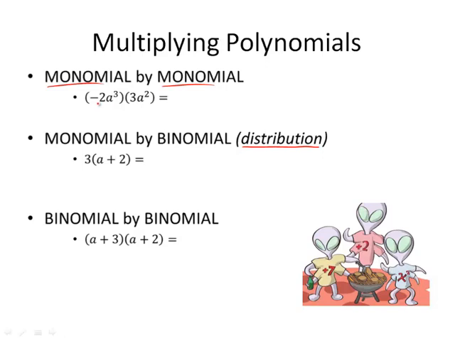If you recall, something like this, negative 2a cubed times 3a squared, was done by multiplying everything together, and therefore multiplying your numbers first, which gives you negative 6, and your letters. And remember, when your variables are multiplied, your exponents are combined using addition, because a cubed times a squared essentially gives you 5 a's multiplied together, which is a to the 5.